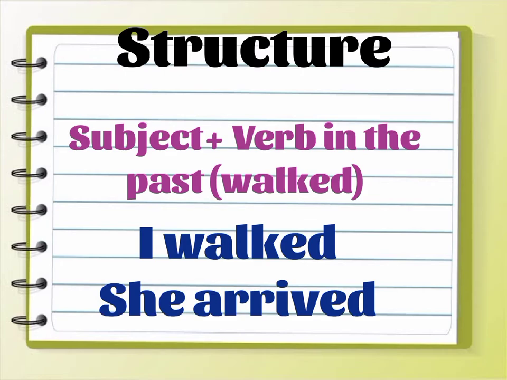For example, I walked to work today. I walked to work today. She arrived late to school. So meron tayong I, subject, walked, verb in the past form, which is walk in present, walked with ed in past form. She arrived. So arrive, present, arrived, past. So yan yung structure ni past indefinite tense, subject plus verb in the past form.